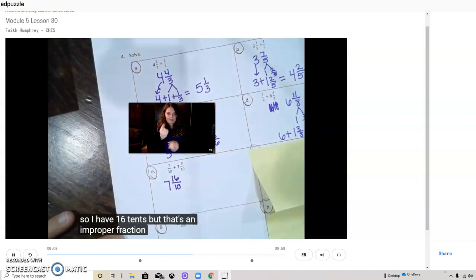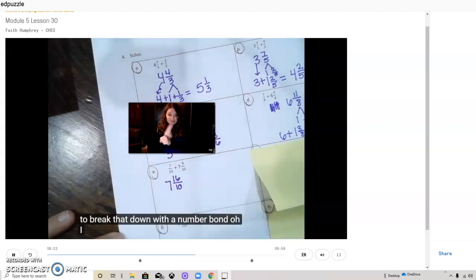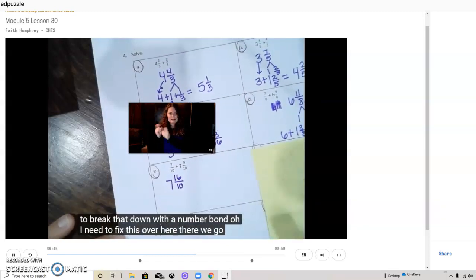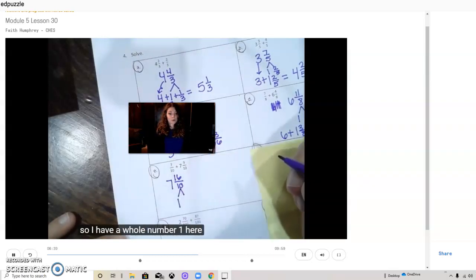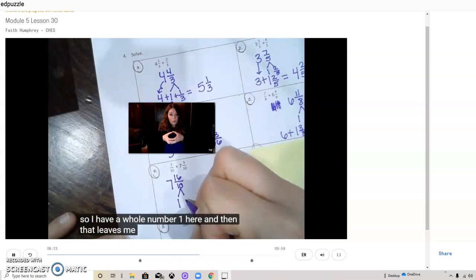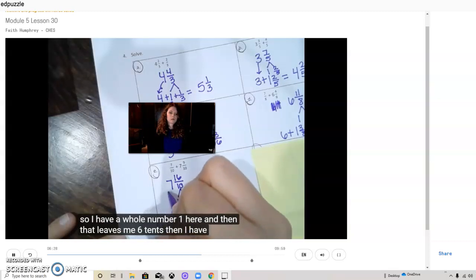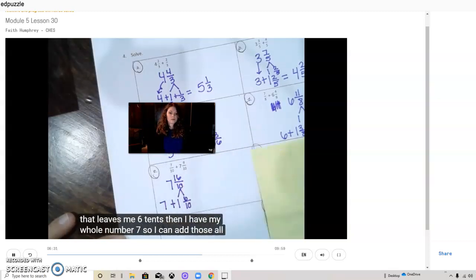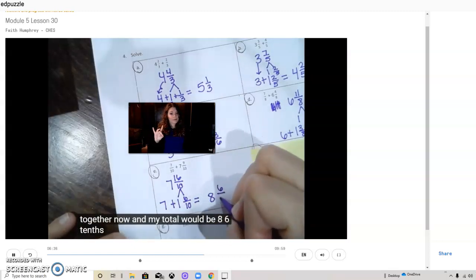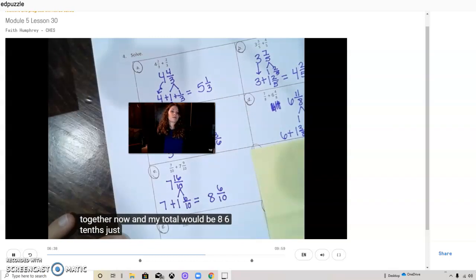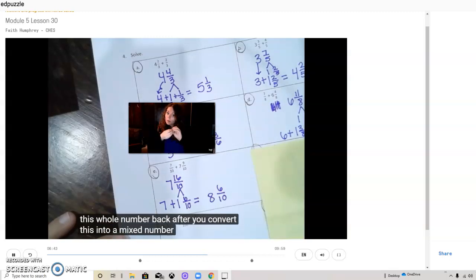But that's an improper fraction, so I'm going to need to break that down with a number bond. Oh, I need to fix this over here. There we go. So I have a whole number 1 here, and then that leaves me 6/10. Then I have my whole number 7, so I can add those all together now, and my total would be 8 and 6/10. Just don't forget about adding this whole number back after you convert this into a mixed number.